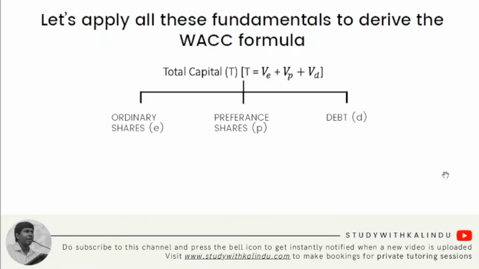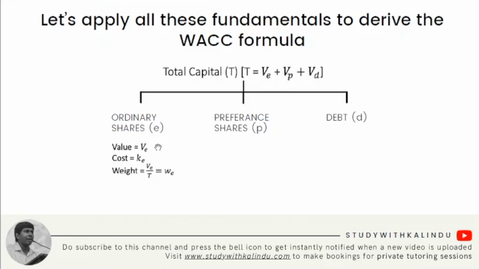Let's denote the total capital as capital T. So capital T is the addition of the value of equity, which is ordinary shares and preference shares, and debt. So we say VE and VP as the value of ordinary shares and the value of preference shares, and VD is the value of debt. So we denote ordinary shares by E, preference shares by P, and debt by D. So T equals VE plus VP plus VD.